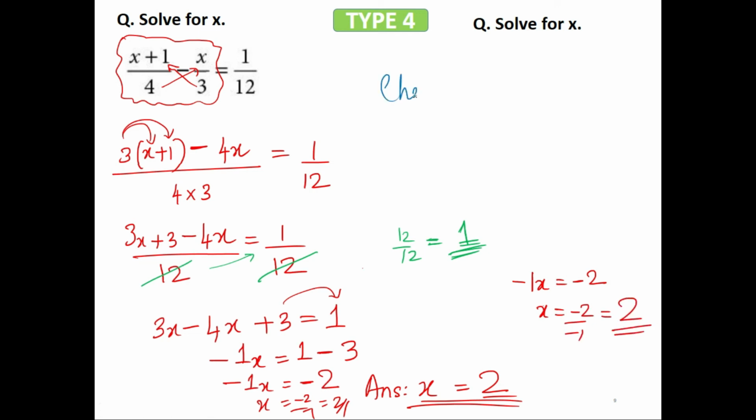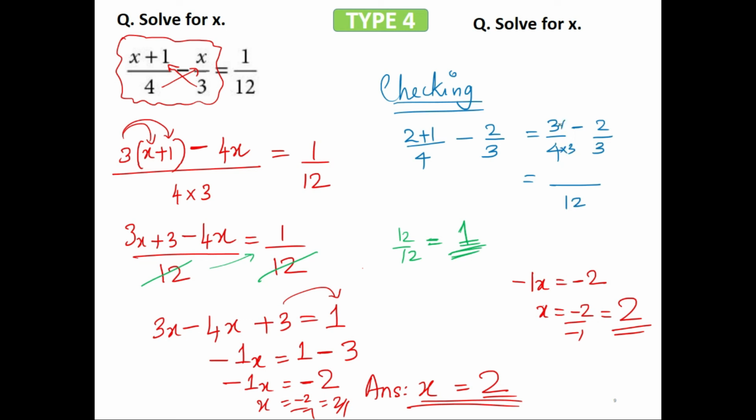You can even do a check to make sure your answer is right. Go back to the question. In place of x, you just put 2. So 2 plus 1 over 4 minus 2 over 3. So this is going to be 3 over 4 minus 2 over 3. So it's a 12. 12 multiplied by 3 and here by 4. 9 minus 8 giving me 1 over 12, which is my value here.